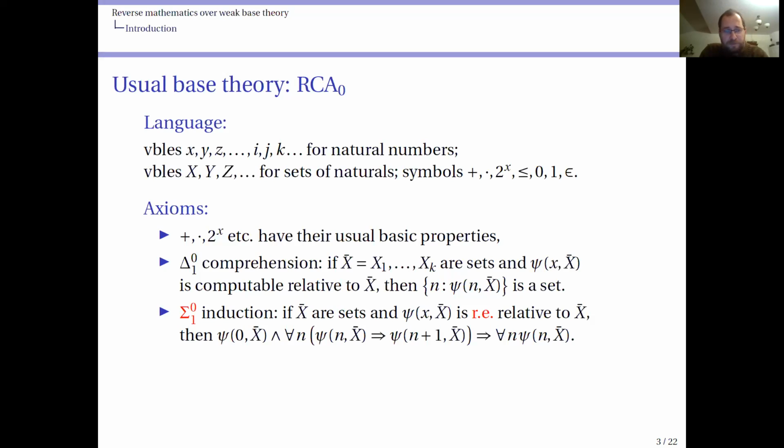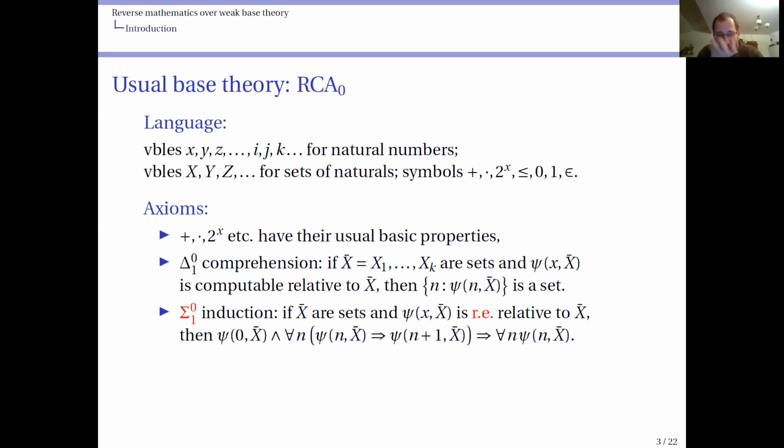Then you have delta 1 comprehension or computable comprehension. If you've got some guys that are already sets, and you've got a computable property relative to those sets, well, this is properly given by suitable logical syntax, but never mind. Then if you have this computable property of natural numbers relative to some x's that already are known to be sets, then the collection of those natural numbers that have this property is a set. So there exists a set of those guys that have this property.